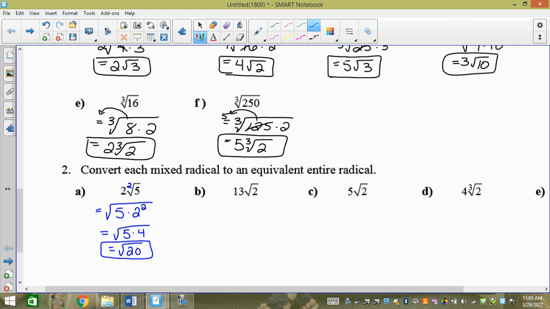Now with the 13, I put the little squared here. When I bring that inside, what am I going to get? 2 times 13 squared, right? 13 squared is 169, times 2 is 338. Okay, you do C, D, and E.